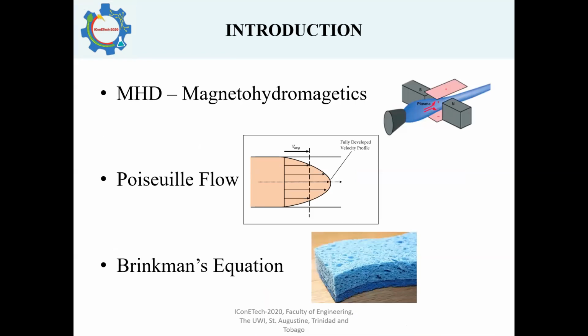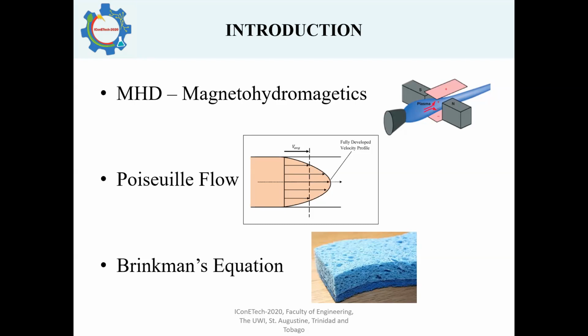Magnetohydrodynamics is the study of the interaction of flow of electrically conducting fluids with magnetic fields. Poiseuille flow can be defined as fully developed laminar flow between two parallel stationary plates separated by some distance, driven by an applied pressure gradient.